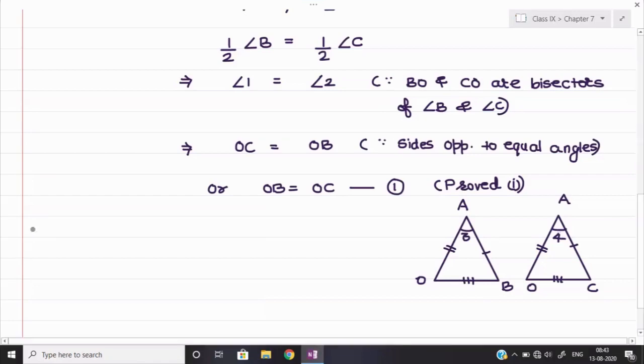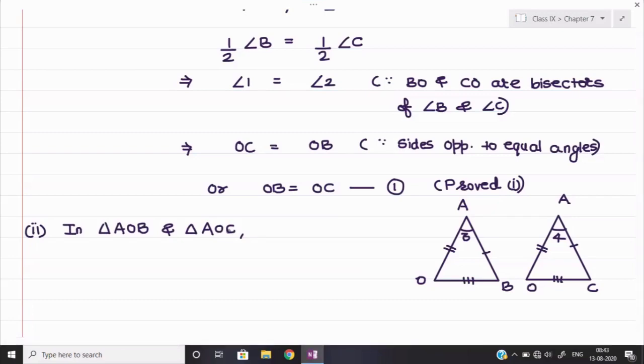Okay, so now we shall write down the part number 2. First of all, I am taking two triangles. In triangle AOB and triangle AOC. While writing the name of a triangle, you must make sure that the names are coming under one-to-one correspondence. If you draw such a figure like I have drawn here, then you will never make such mistakes. Now, first we shall write down the equal parts here.